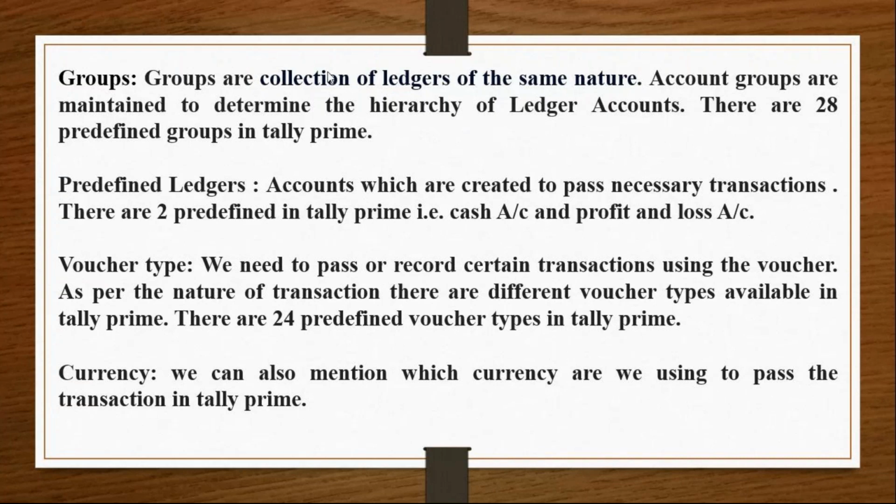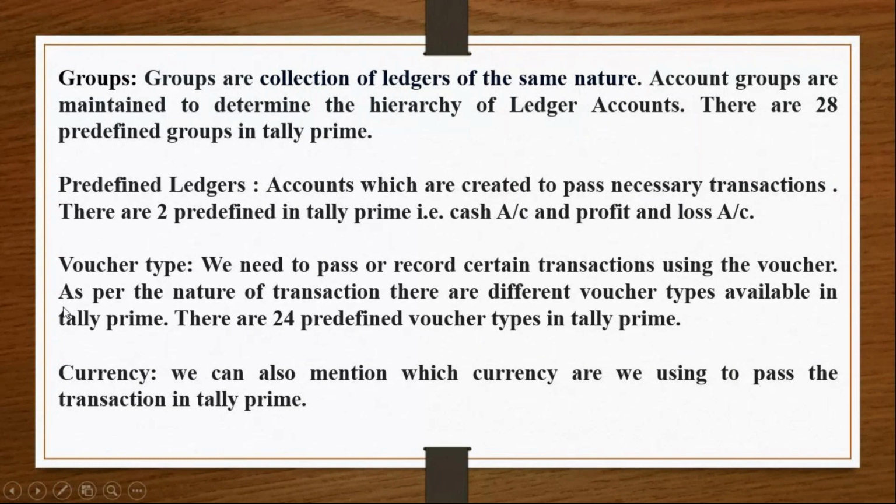First we will be discussing ledgers. So what do we mean by ledgers? Ledgers are the accounting heads which we use in order to pass the journal entries. So when we say purchase account debit to Ravi Traders account, this purchase account is a ledger. Ravi Traders is also a ledger. That is what we mean by ledger. And it says here, accounts which are created to pass necessary transactions.